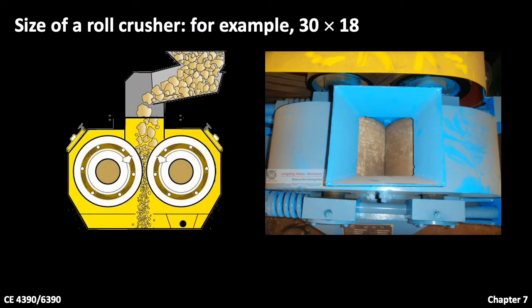Roll crushers are sized by the dimensions of the roller, including its diameter and length. For example, a 30 by 18 machine has rollers with a diameter of 30 inches and 18 inches long.